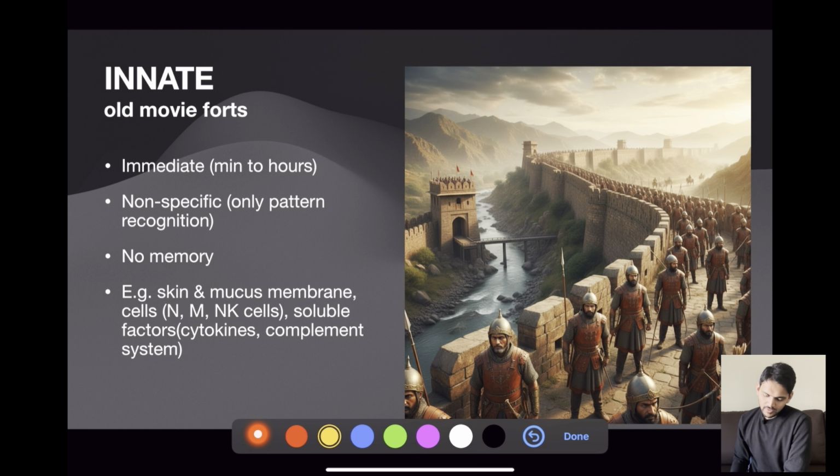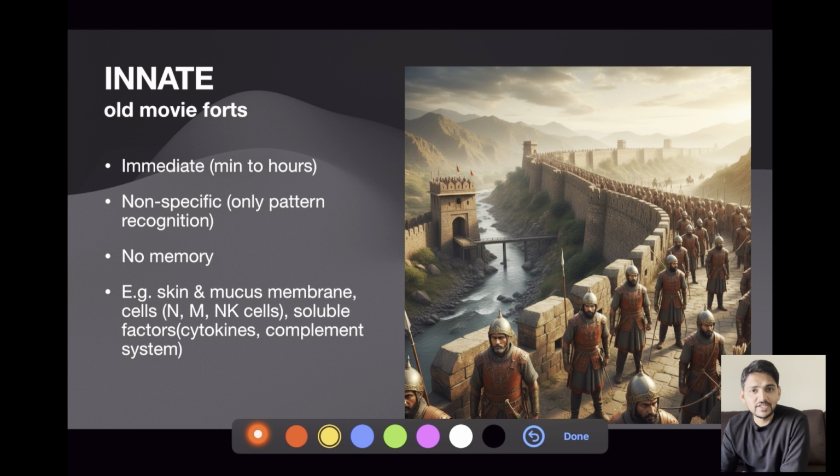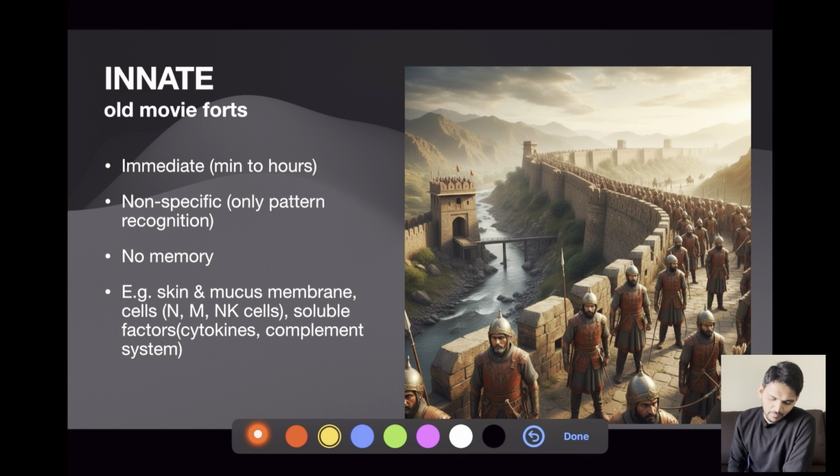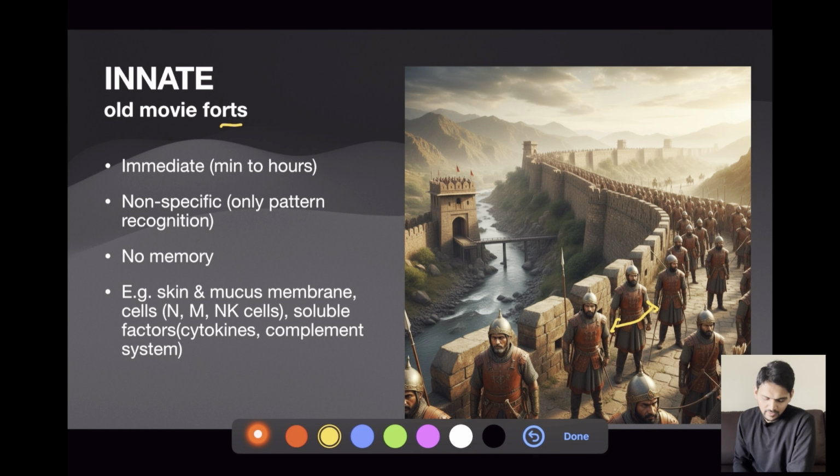Okay. See, innate immunity you can just imagine like in olden days, in older movies, whenever they used to portray soldiers. The same thing, olden movie forts we can imagine. Soldiers will be doing their job at the borders, right? So it is just like innate immunity in the sense they will be responding immediately to the foreign invaders, right? So the response speed will be immediate. Immediate in the sense within minutes to hours, right?